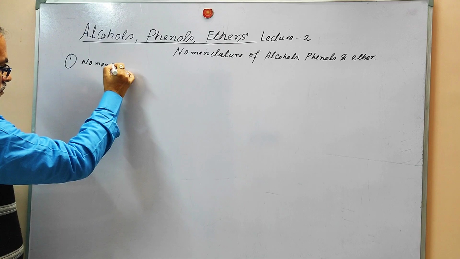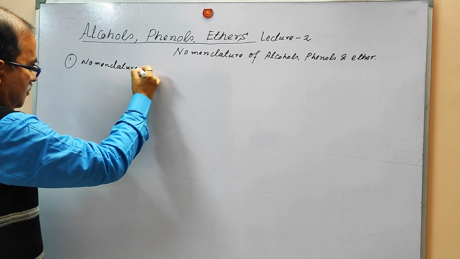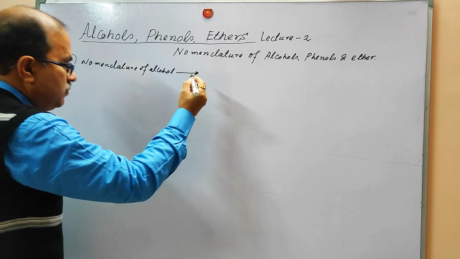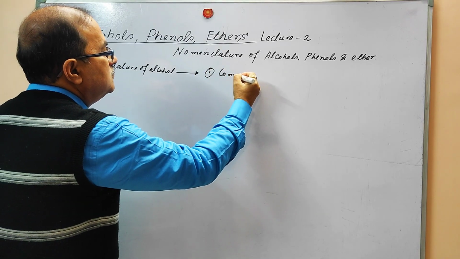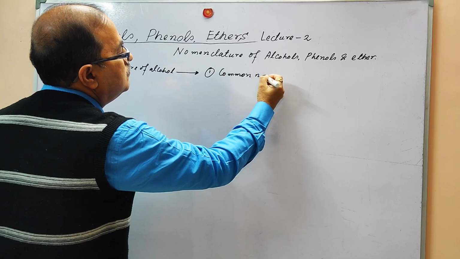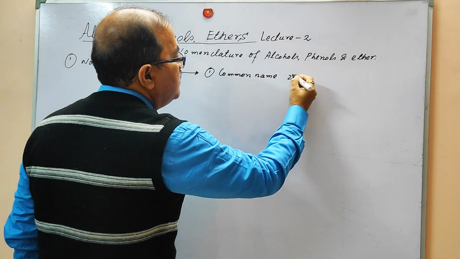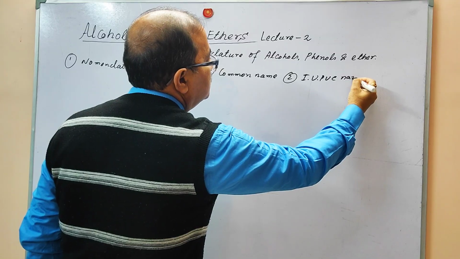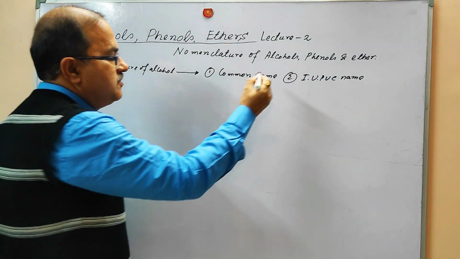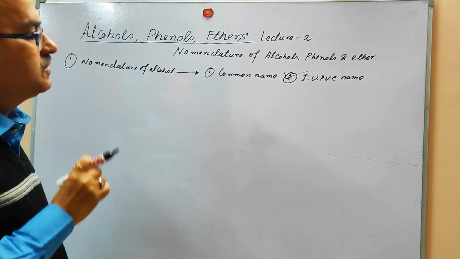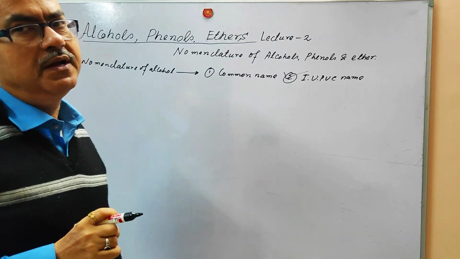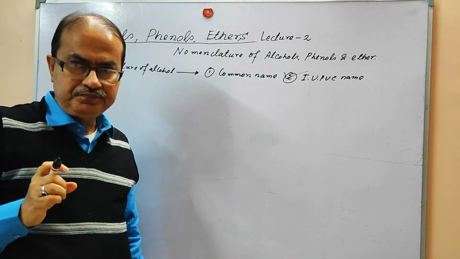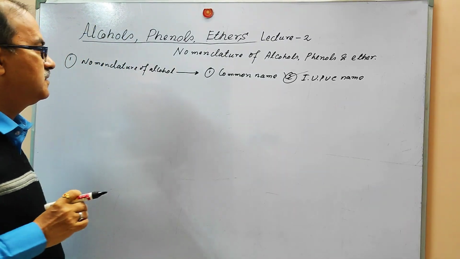Nomenclature of alcohol. When we are talking about nomenclature, it is basically two things: the common name and the IUPAC name. Both are very important, but the IUPAC is the official one and we should know much about it. You have already learned this in class 11, so most probably it will not be new to you, but you will be able to remember all those things in this class.